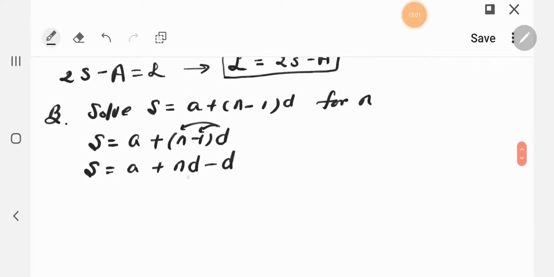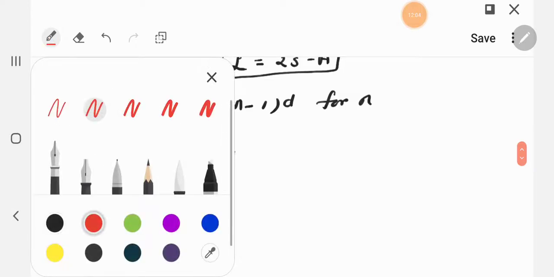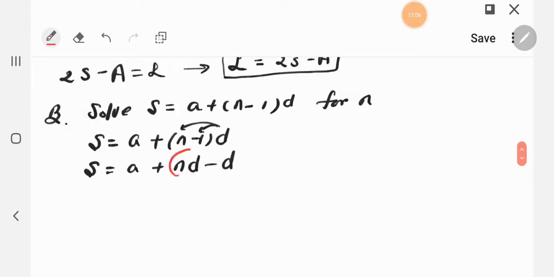Since we want to find N, there's only one term with N, ND. So let's get rid of the other two terms, A and minus D. So move A and minus D. Why don't we just move it to the right directly?